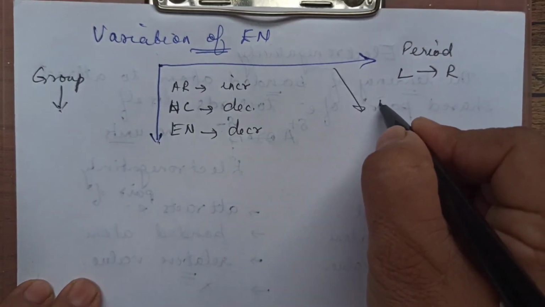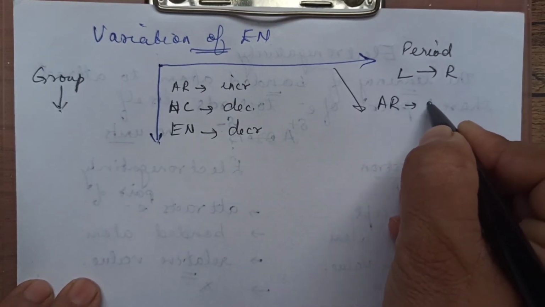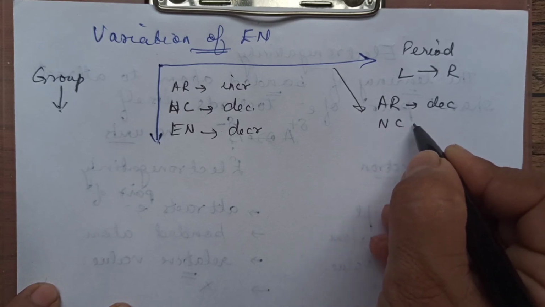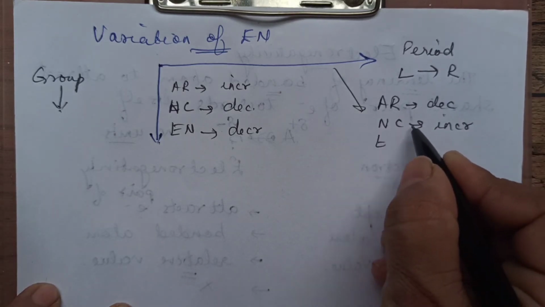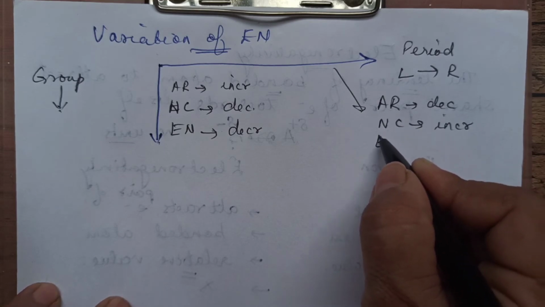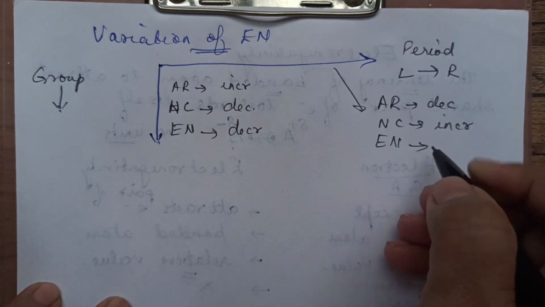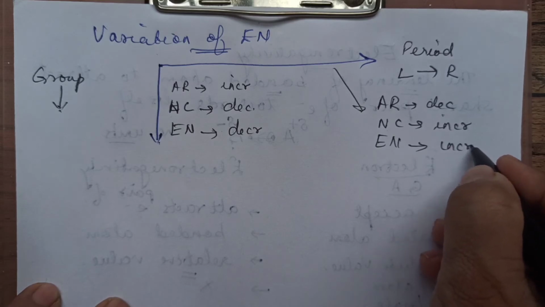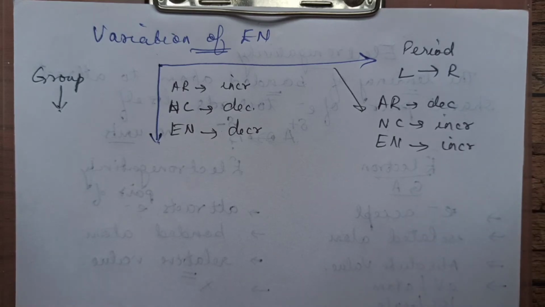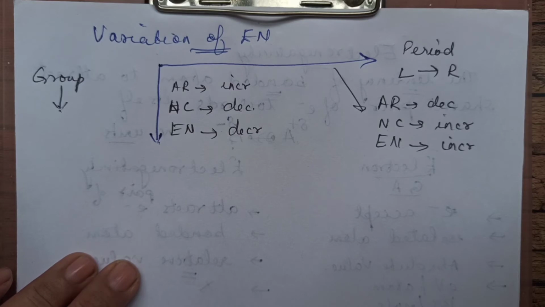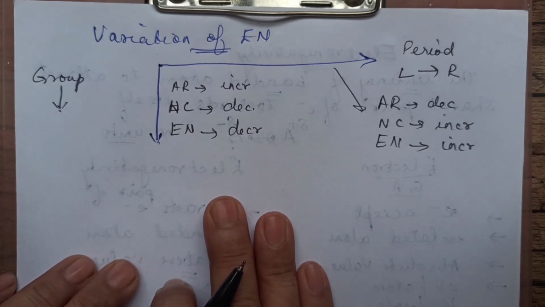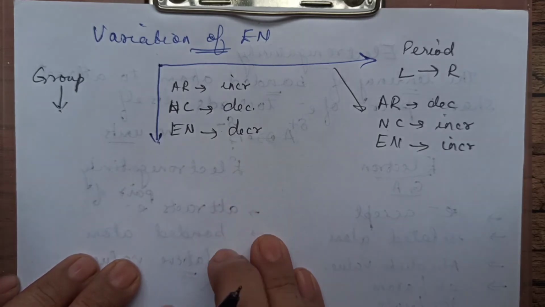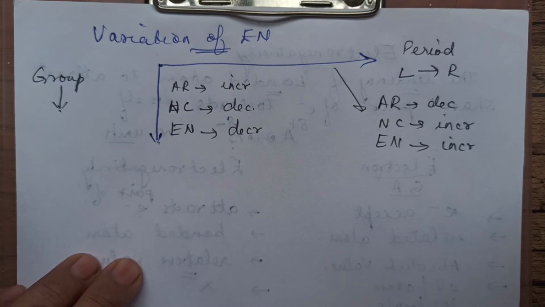Clear? Across the period, what is happening? Across the period, atomic radius is decreasing and nuclear charge increases. So nuclear charge is mainly affecting, and it is increasing, so electronegativity also will increase. Is it clear? Now let us see various other things which are important to understand electronegativity, because electronegativity is a very important aspect and you will have a number of applications of this also.